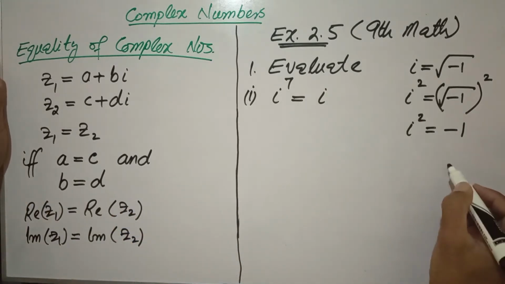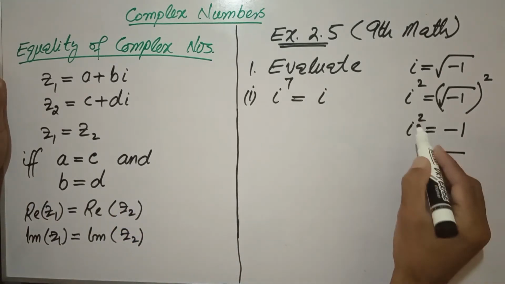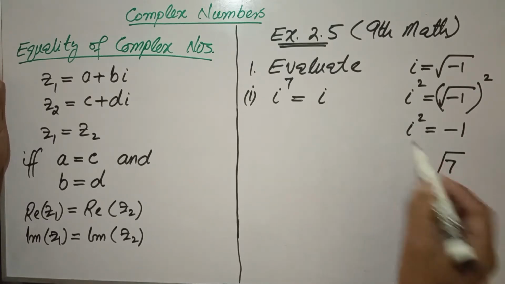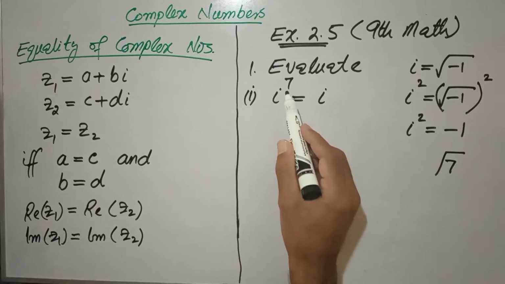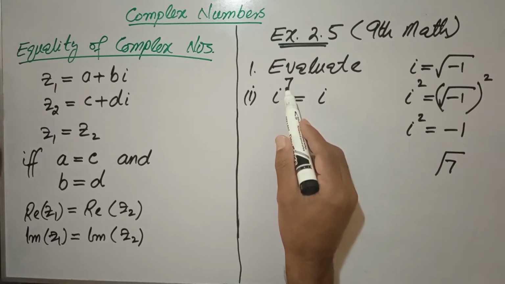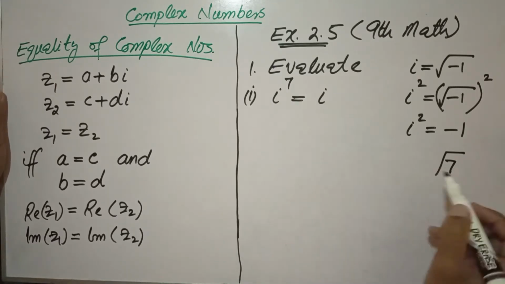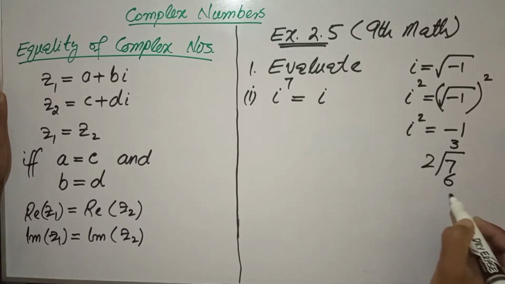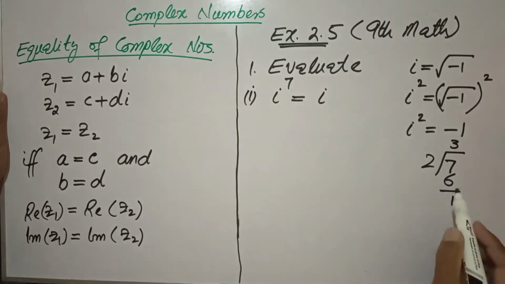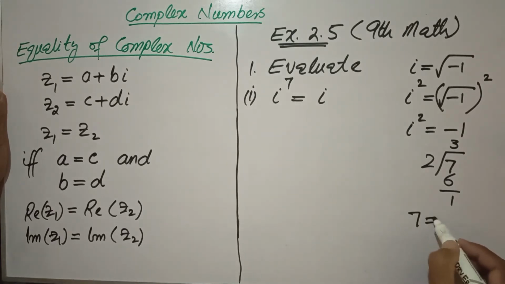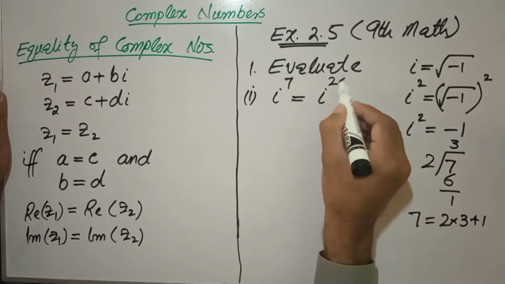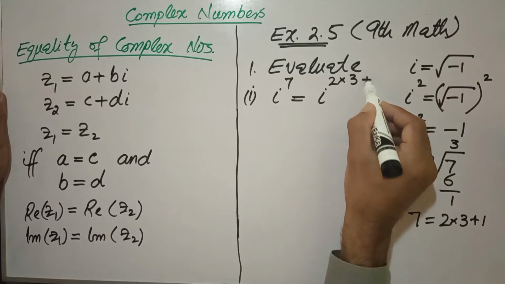Thus 7 divided by 2, we are dividing by 2, that is we know the power of iota square, so that's why we divide. If it is even, then it is already a multiple of 2, and if it is odd, then we'll divide that power. 2 3s are 6, the remainder is 1. Thus 7 can be written as 2 into 3 plus 1.